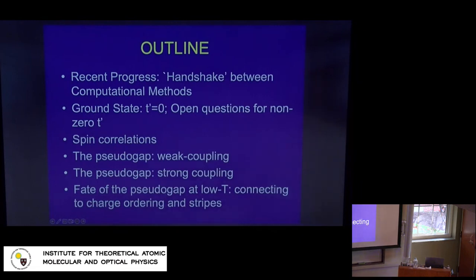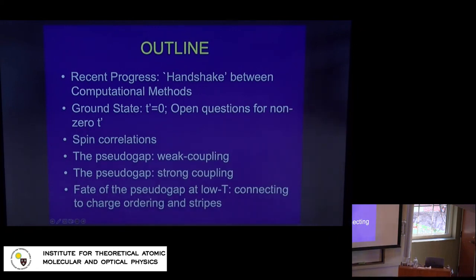So this is the outline. I don't know if I'm going to manage to cover all of it, but I would like first to give you a little bit of a feeling for how this handshake between different methods took place. So that will be perhaps just a glimpse into the methods themselves. Then I will say a few things about ground state issues, mostly t' equals 0, no next-nearest-neighbor hopping, and I'm sure that we'll hear more from Philippe Corboz just after this talk, and Ulrich Schollwöck and several others in the remaining part of this workshop.